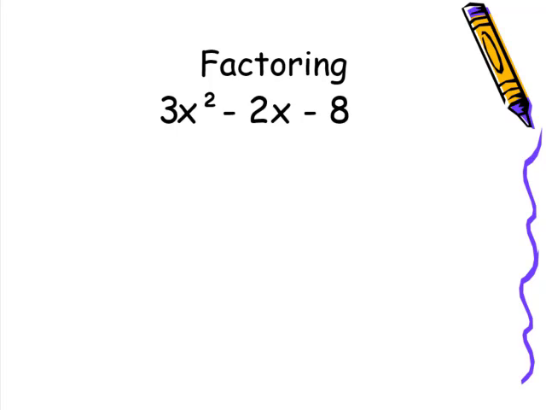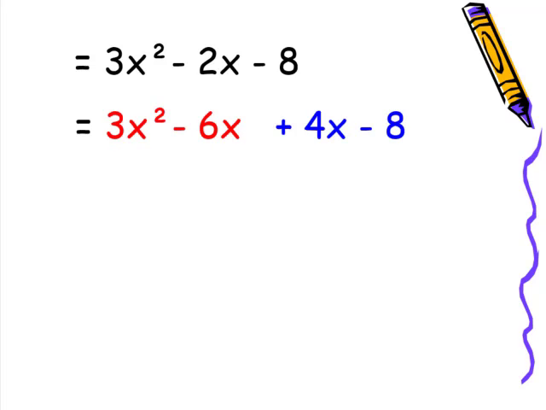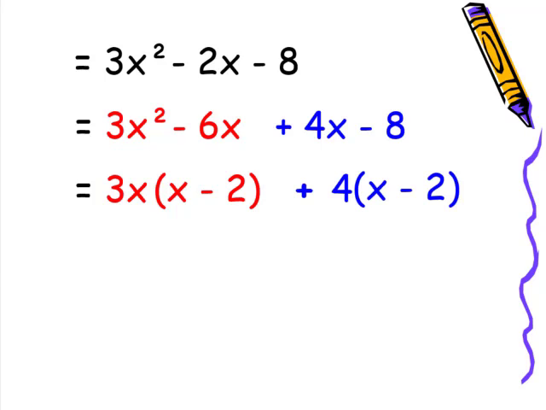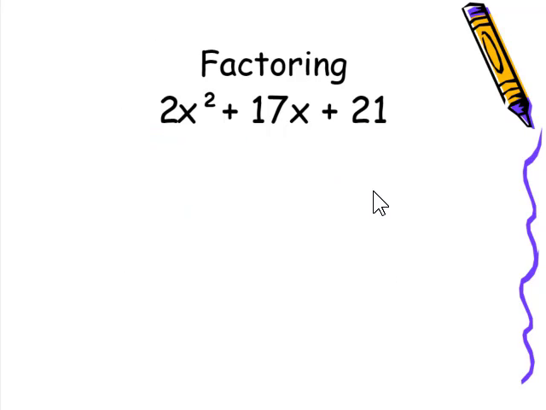We're going to multiply 3 times negative 8. That's going to leave me with negative 24. What are my two numbers that multiply to give me negative 24, but when we combine those two numbers, we get negative 2? So that is negative 6 and 4. We're going to rewrite this as 3x squared minus 6x plus 4x minus 8. So we're going to factor out 3x out of the first two terms. That will leave us with x minus 2. We're going to factor out a plus 4, and that's going to leave us with x minus 2. Since both terms have x minus 2 now, we can factor out the x minus 2, and that's times 3x plus 4.